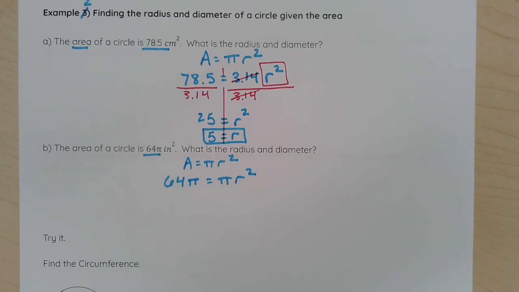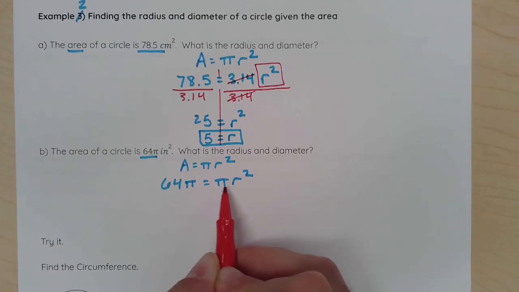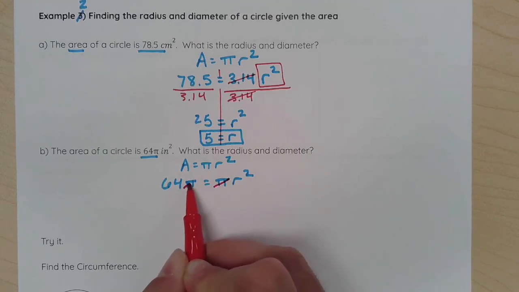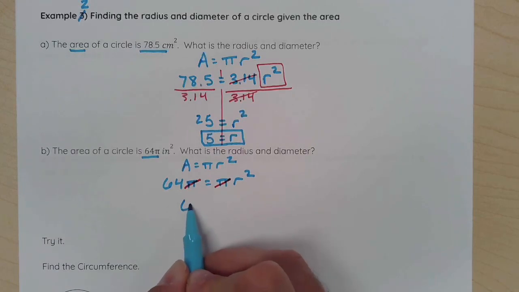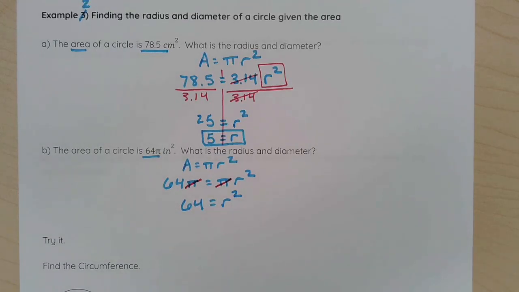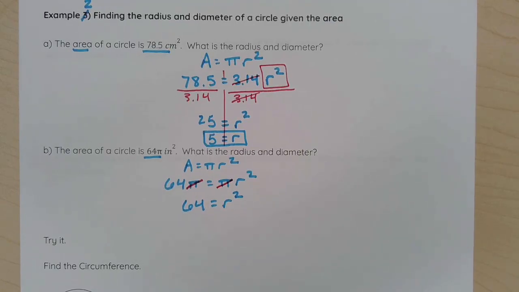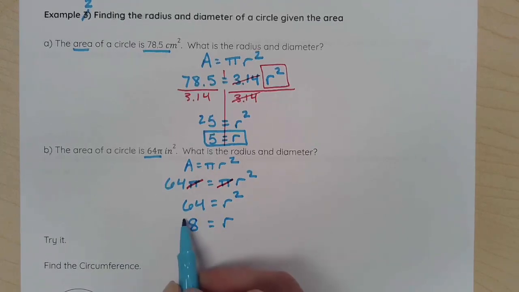And you might see this right off the bat. If I have pi on both sides, I can cancel them both out. I divide both sides by pi, and they would disappear. So really, this becomes 64 equals r squared. What number times itself makes 64? 8. 8 times 8 is 64. So 8 must be equal to r.